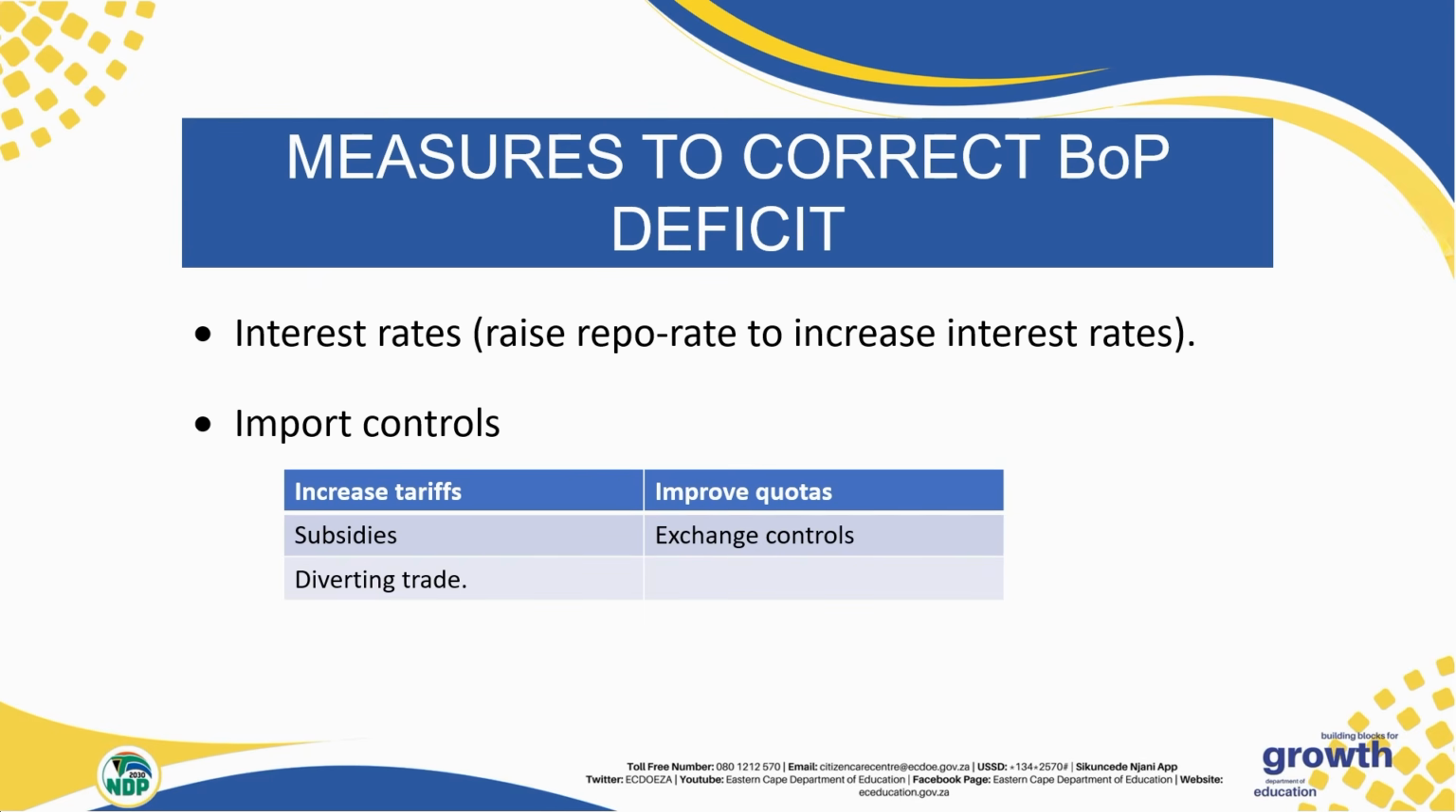If we talk about the quota, this refers to a physical restriction on the amount of goods that are allowed to enter the borders of a country, South Africa in this case. So it means if we are improving quotas, we are limiting the number of goods that enter South Africa so that we correct the element of buying more from the rest of the world.